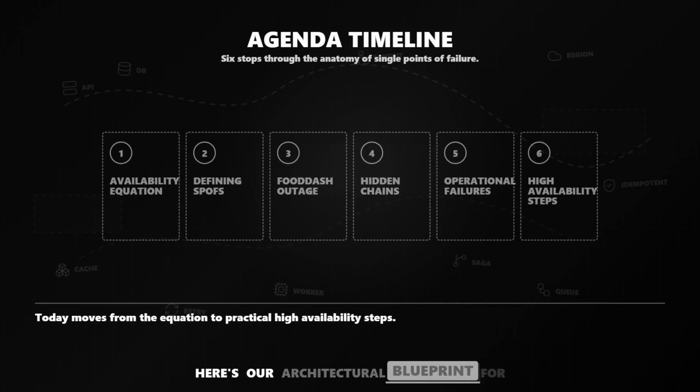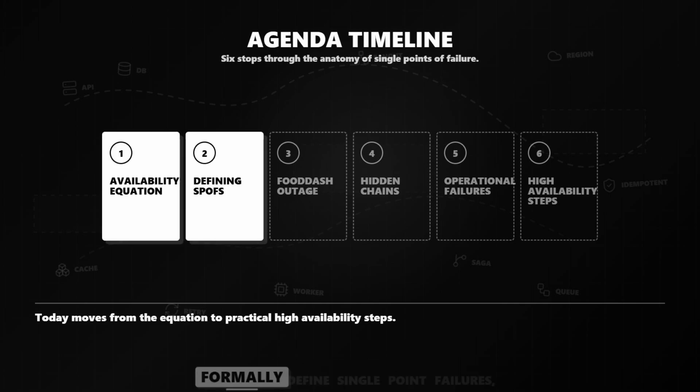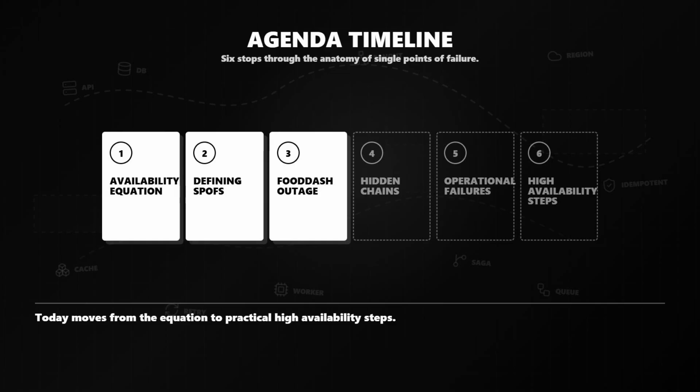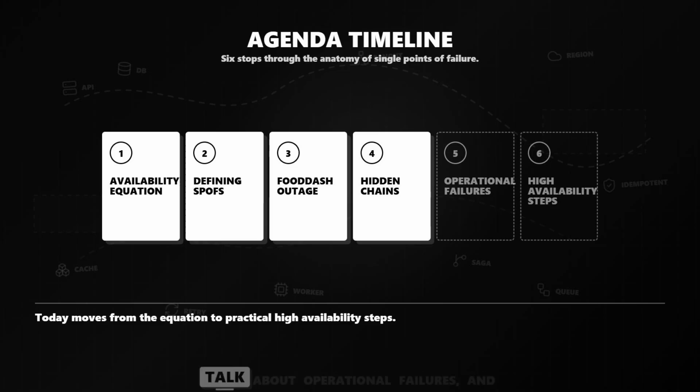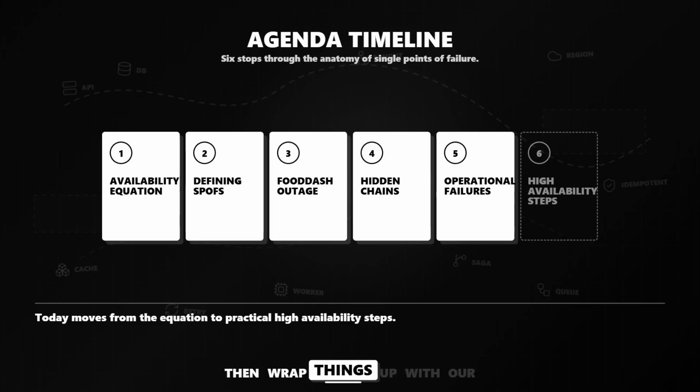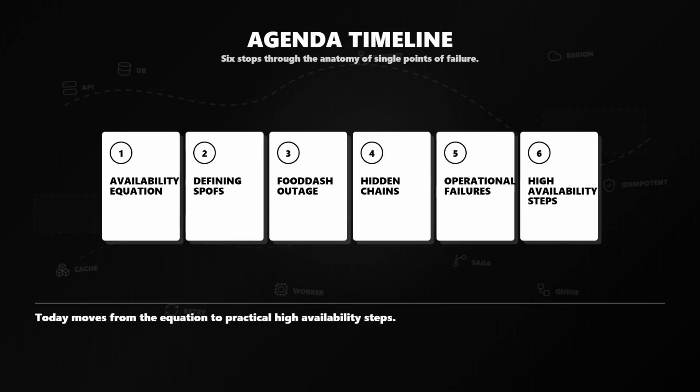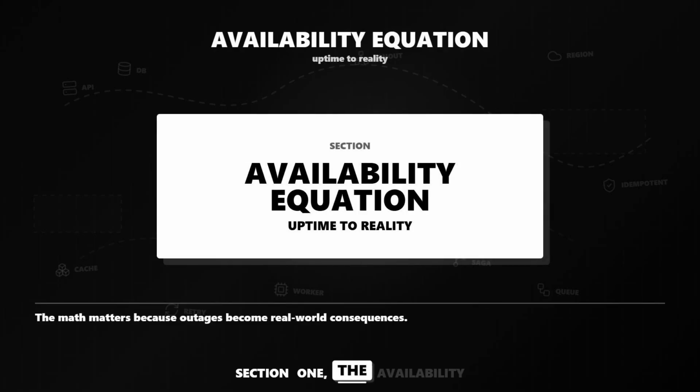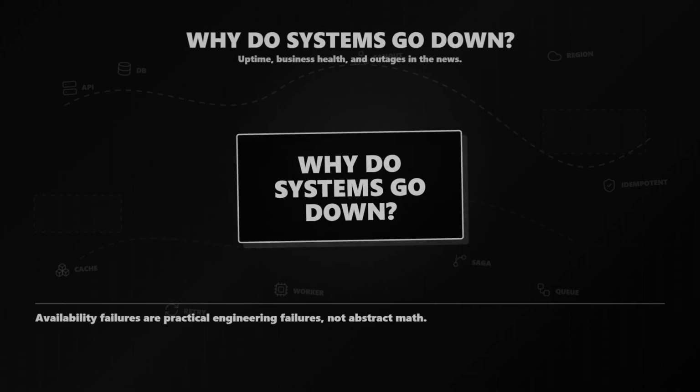Here's our architectural blueprint for today's explainer. We're going to quickly revisit the availability equation, formally define single-point failures, analyze a fictional FoodDash outage, expose some hidden dependency chains, talk about operational failures, and then wrap things up with our next steps for high availability. Section 1. The availability equation, translating uptime into reality.